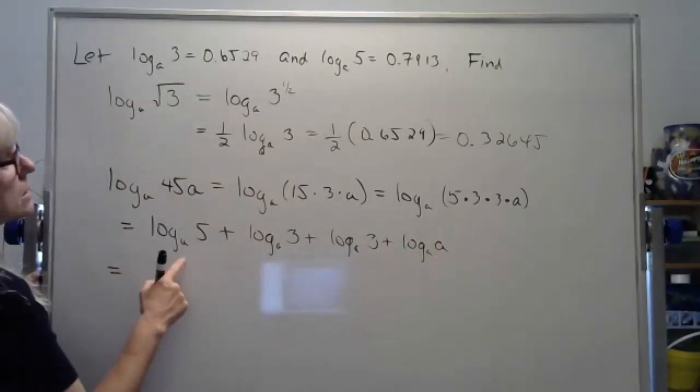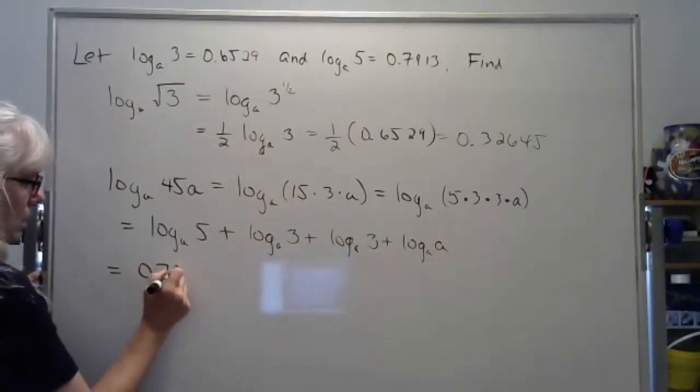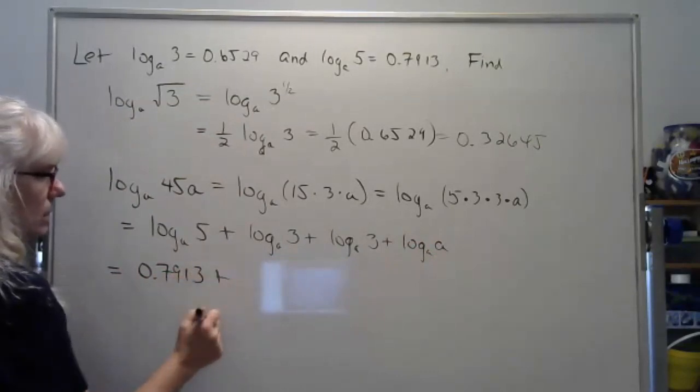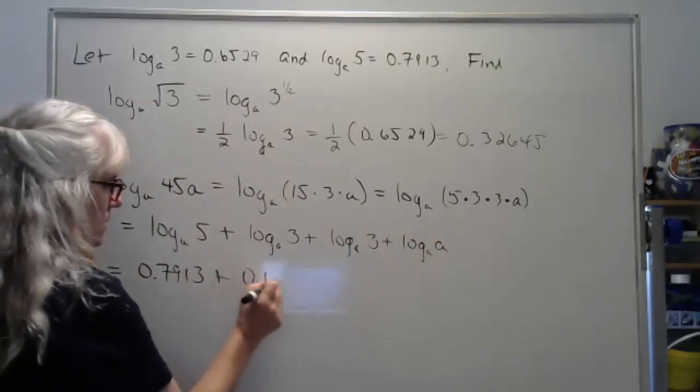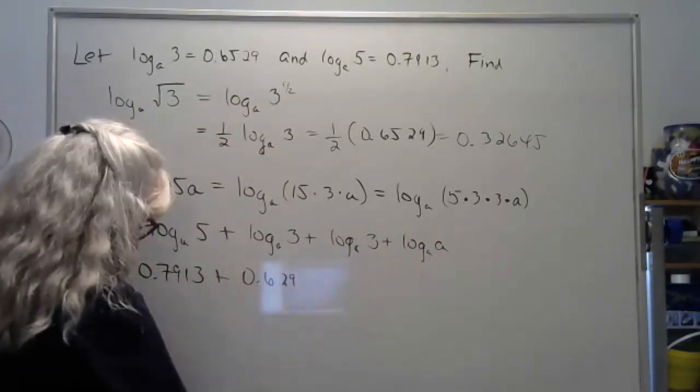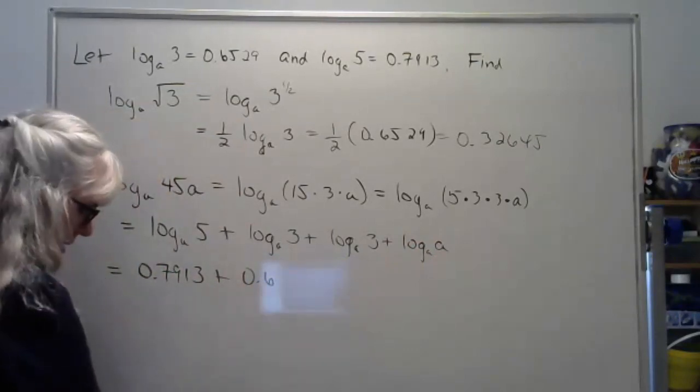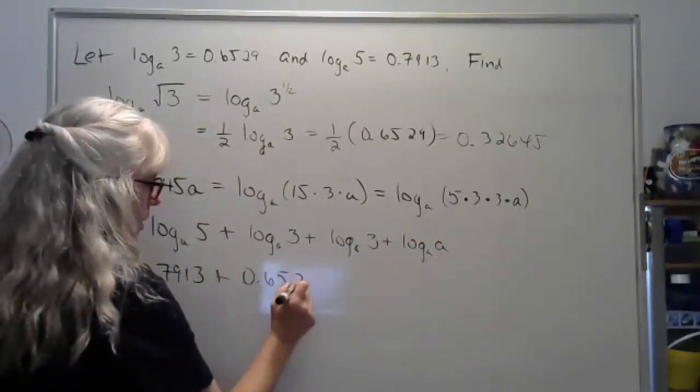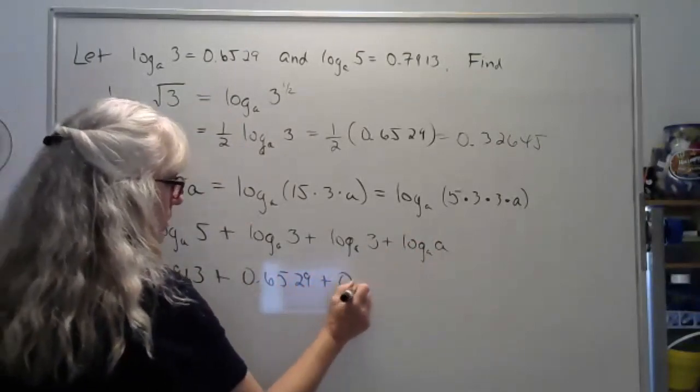Okay, now we'll replace. So the first one becomes 0.7913. The log is gone. The second one becomes 0.6529 for the second term. Oops. Dropped a digit. Don't do that. And the third term is the same thing.